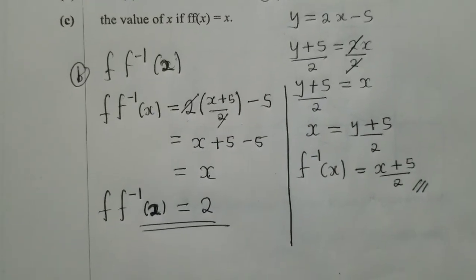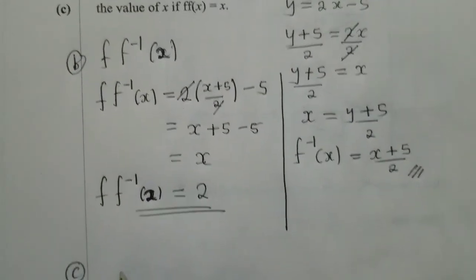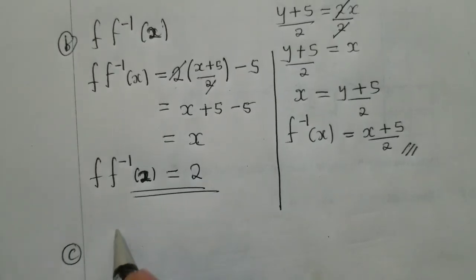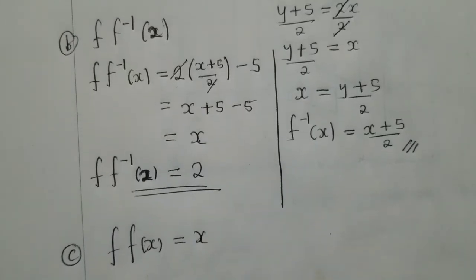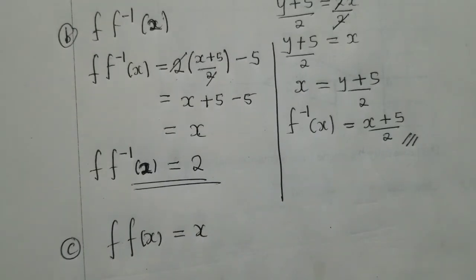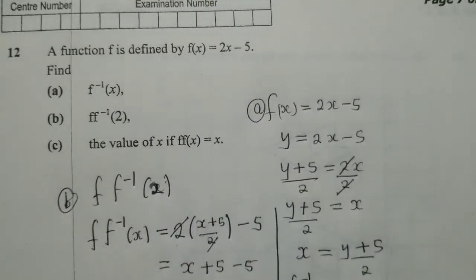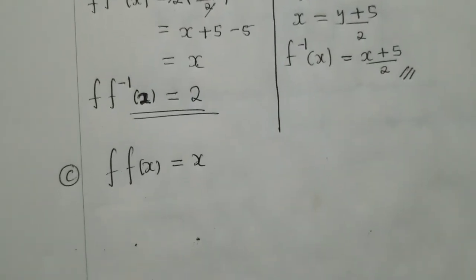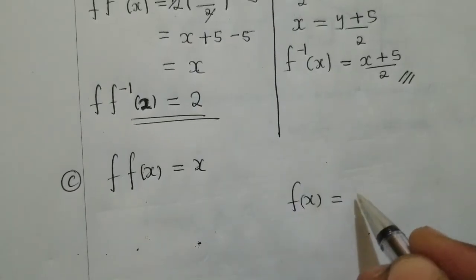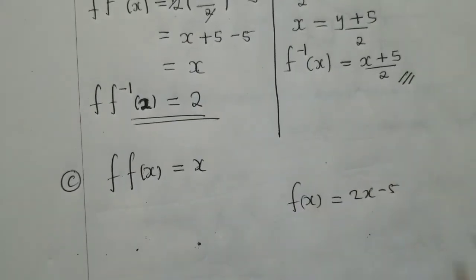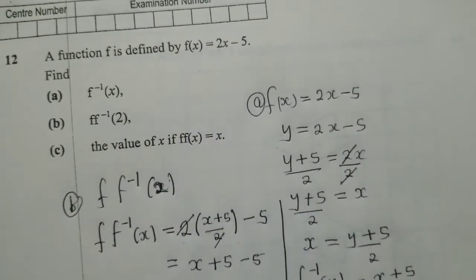Lastly, question C. So for question C, they want us to find the value of x if f of f of x is equal to x. So our job here would be to find f of f of x. Do we have f? Yes, f is right here. This is f. So let me copy the f so that we see what we're doing. So f of x is equal to 2x minus 5. This is what we've been given in the question. So you can see they've given us f of x.